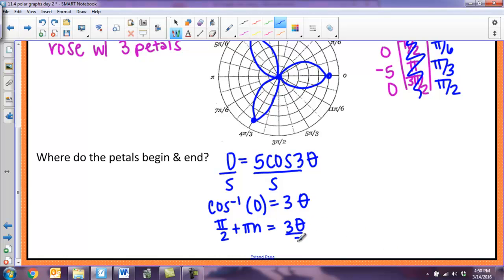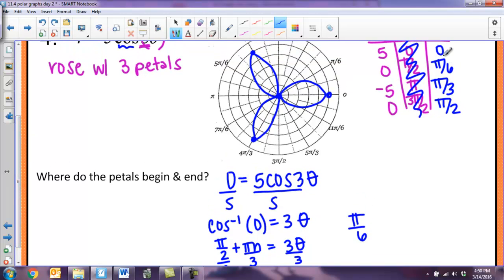And then I just have to divide all of those pieces by 3. So I know that my petal is going to begin at pi over 6, which is something that we saw, because we saw that the radius was 0 at pi over 6. And then every pi over 3 later is going to be another part. So if I added pi over 3 to pi over 6 and found a common denominator, I would find pi over 2. So this is when the petals begin and end, when n is an integer.